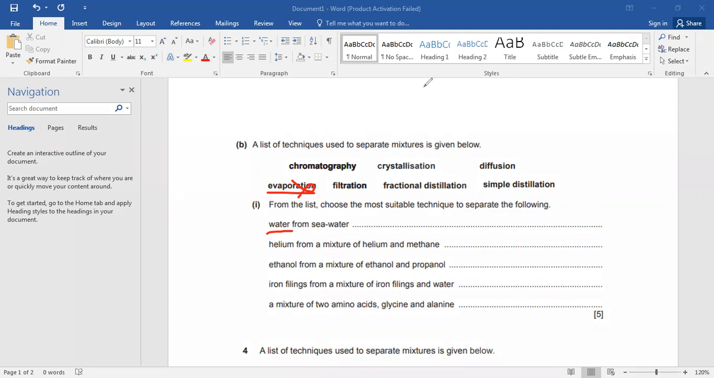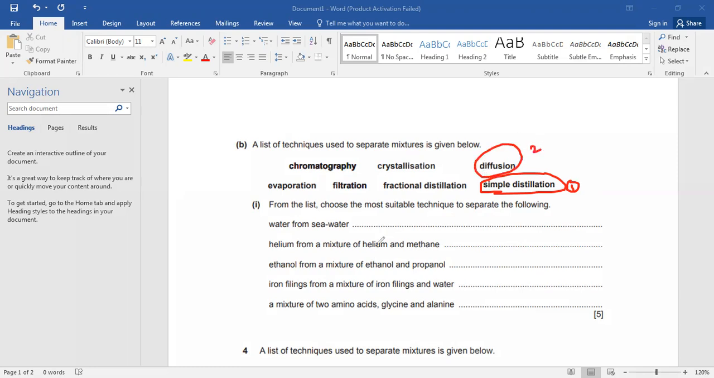So what is the correct answer over here? Simple distillation is the correct answer for the first question. So why simple distillation? By simple distillation, you can remove the water as vapor, it goes and condenses, and you can collect the water, so that you can separate water from seawater, right? Next, helium from a mixture of helium and methane. Both are gases. So here, no confusion, just diffusion, right?